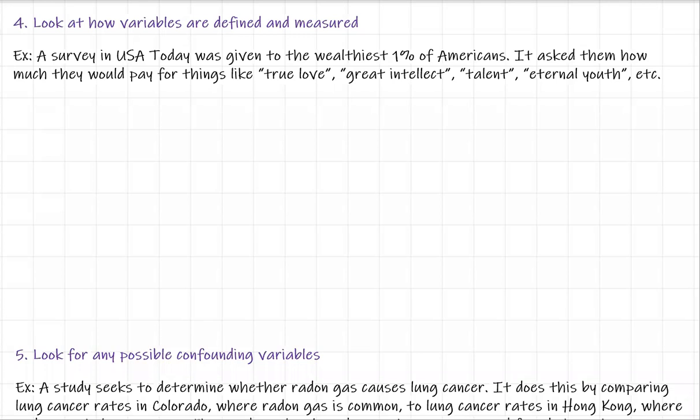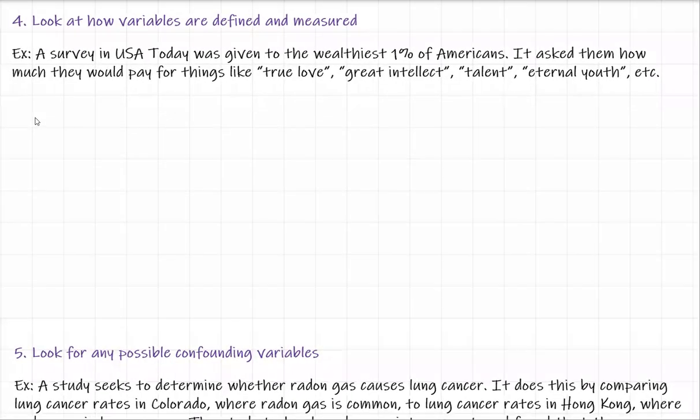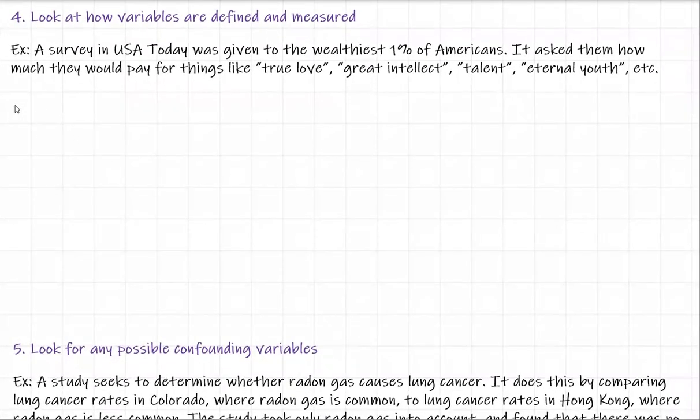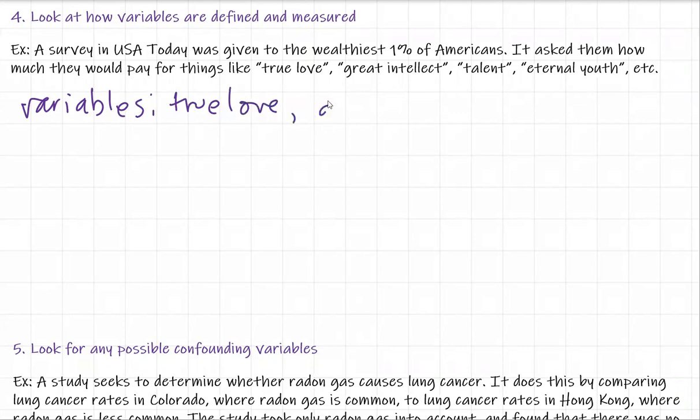Okay, so in this one, we have a survey in USA Today that was given to the wealthiest 1% of Americans. It asked them how much they would pay for things like true love, great intellect, talent, eternal youth, etc. So our variables in this case are things like true love, great intellect, and then the others, right, etc. Well, look at all 4 of these variables and tell me if you can exactly pinpoint a definition for this stuff.